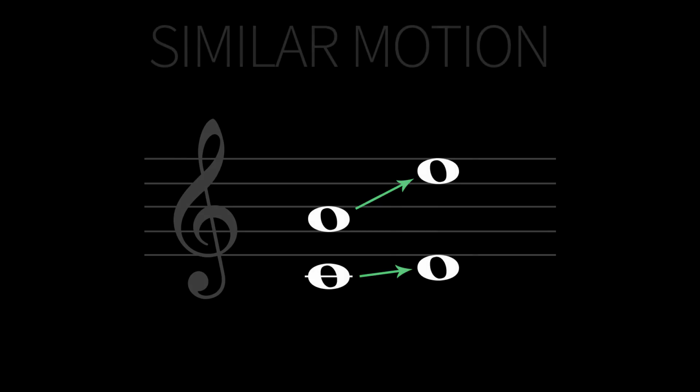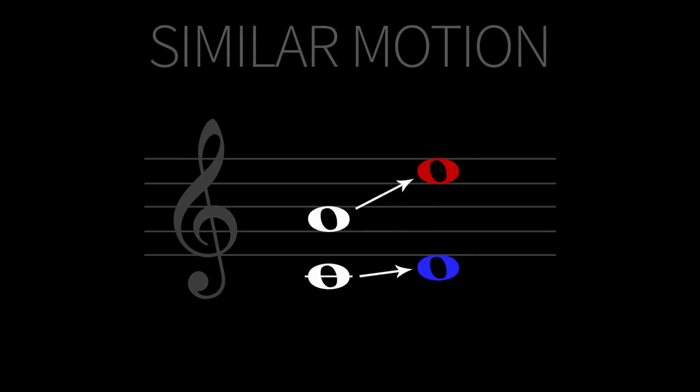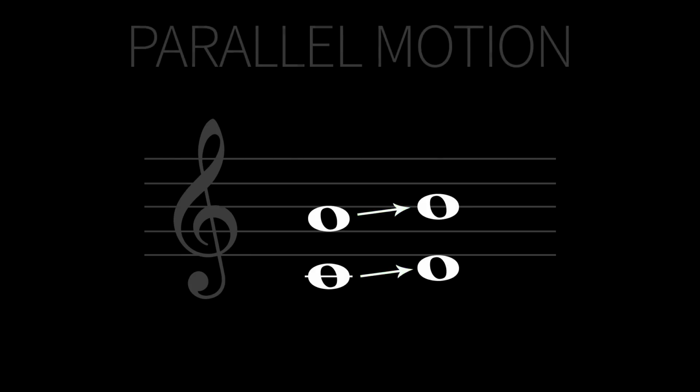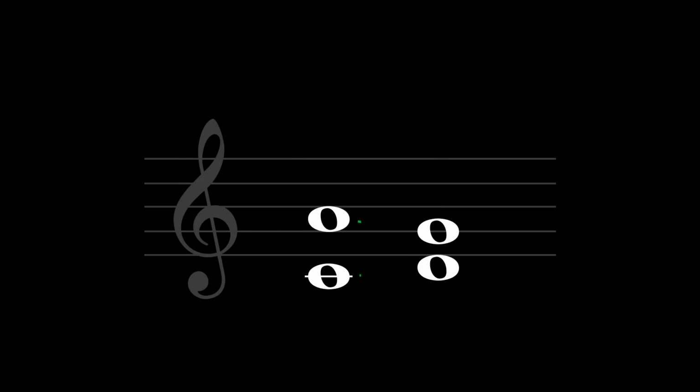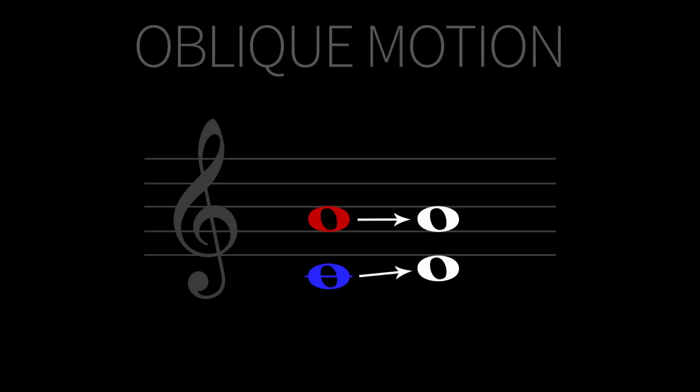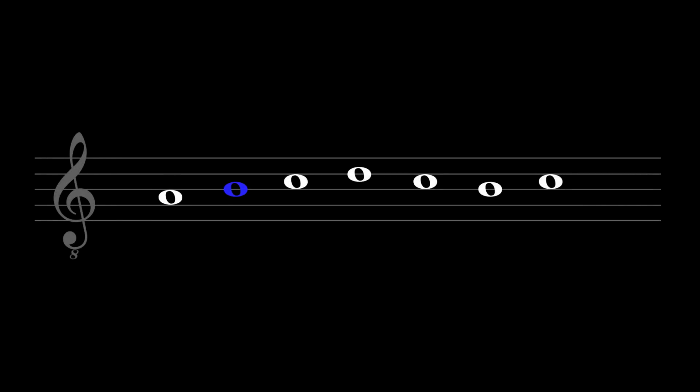So, the most basic way in which two melodies can relate is in the direction of motion. Melodies can move in the same direction, called similar motion. They can move in the same direction by the same amount, called parallel motion. Opposite directions, contrary motion. Or one can remain static while the other moves, called oblique motion. Let's pretend this is our lead melody for the moment.